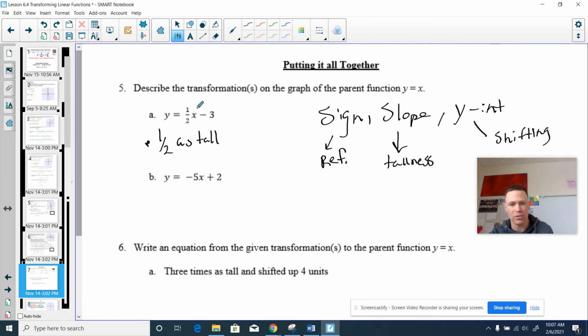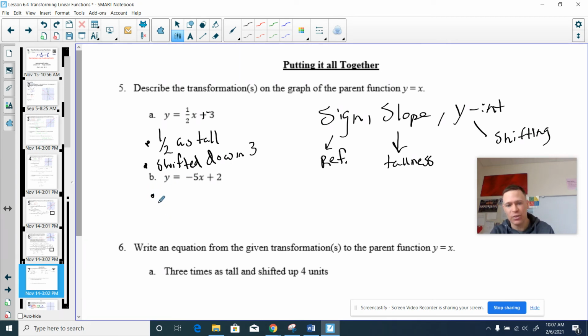And now about the y-intercept. So the y-intercept is negative 3. So we would say that it is shifted down 3. Shifted down 3. Okay.